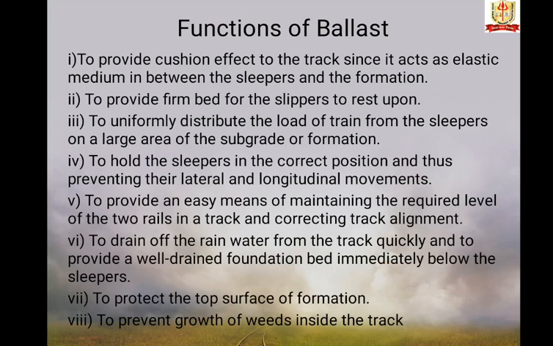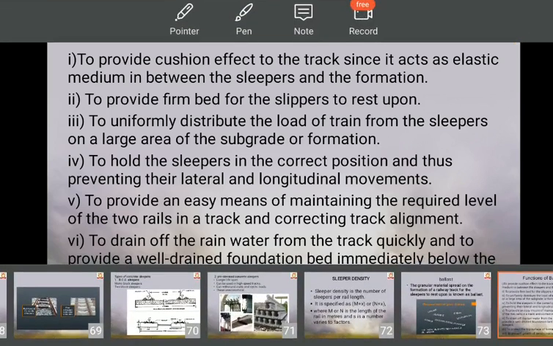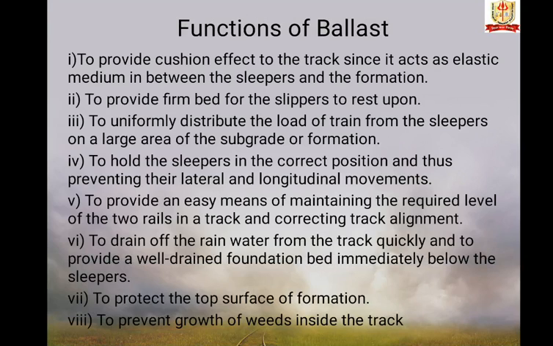Functions of ballast: to provide a cushion effect to the track since it acts as an elastic medium in between the sleeper and the formation, to provide a firm bed for the sleepers to rest upon, to uniformly distribute the load of trains from the sleepers on a large area of the subgrade or formation, to hold the sleepers in a correct position and thus prevent their lateral and longitudinal movement, to provide an easy means of maintaining the required level of the two rails in a track and correcting track alignment, to drain off the rainwater from the track quickly and to provide a well drained foundation bed immediately below the sleeper, to protect the top surface of formation, and to prevent growth of weeds inside the track.